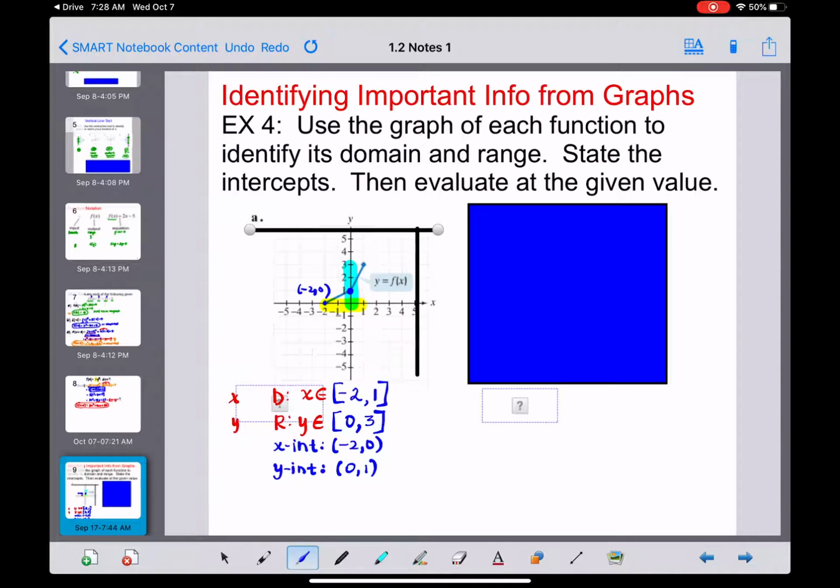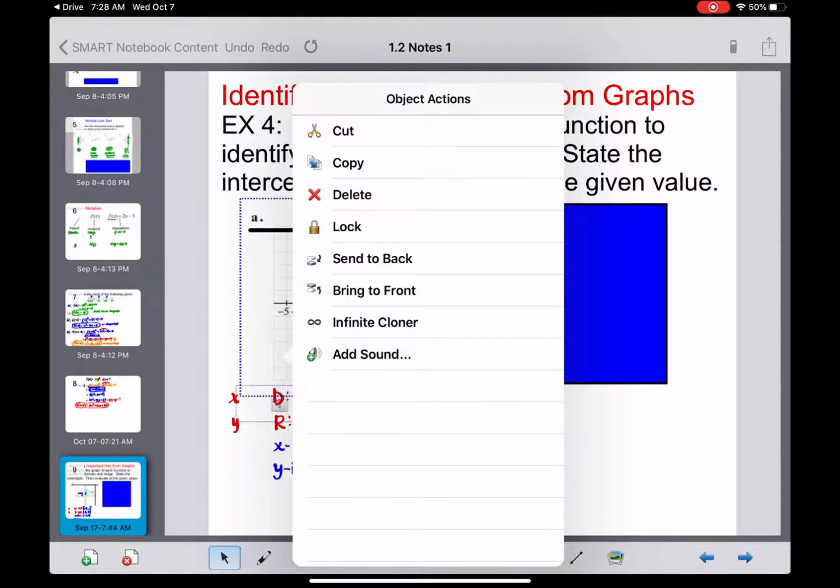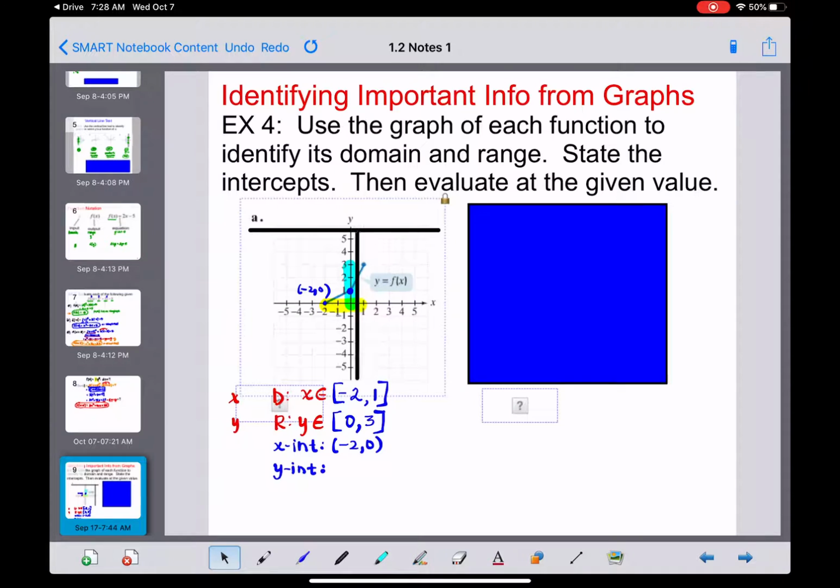It can have more than one x-intercept. It can only have one y-intercept. Think about that: that's because of the vertical line test. Let me lock this in place so I can grab this line. If I take this vertical line through here, I can't have another y-intercept because it wouldn't pass the vertical line test. But I could have an x-intercept here, and I could have it come back down and touch again. It doesn't on this graph, but it is possible.